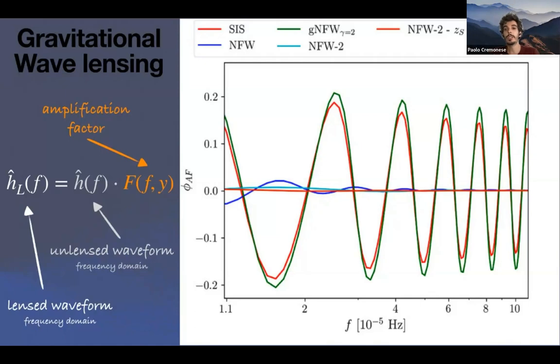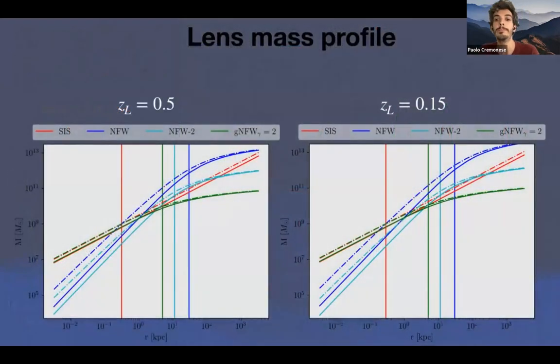So what we are doing in this study is to exploit this behavior to properly recognize and categorize these lensed events. For this purpose, we took into consideration different types of lenses, and we chose their parameters so as to have similar mass profiles, as we can see in these plots here, where we have the mass profiles computed for the lens models that we used. The dotted lines show the 3D profile, and the solid lines the 2D one.